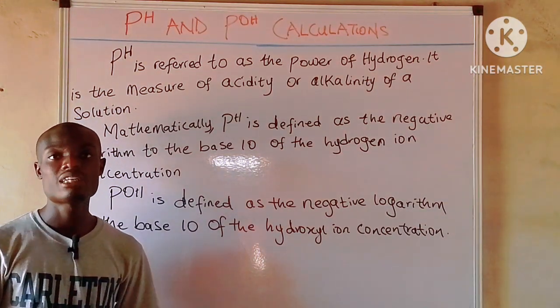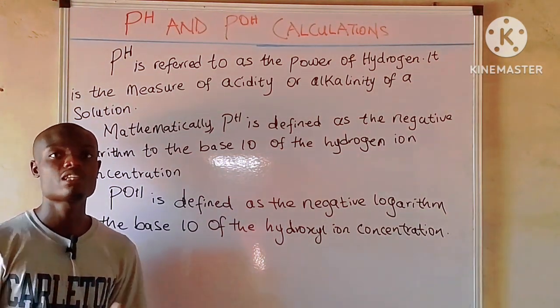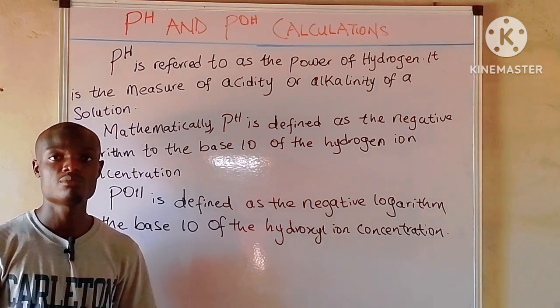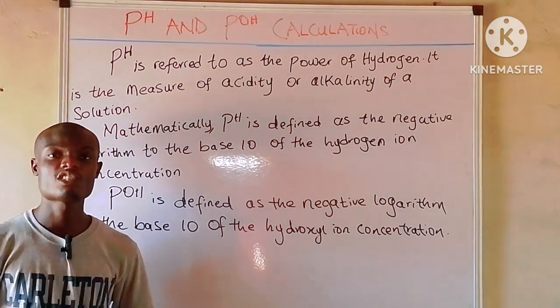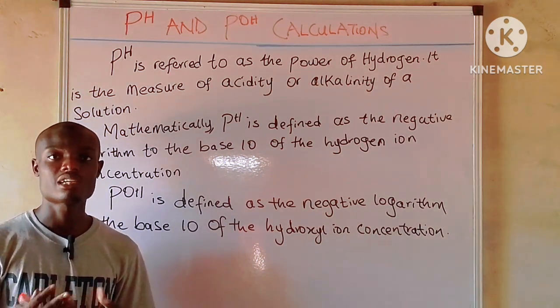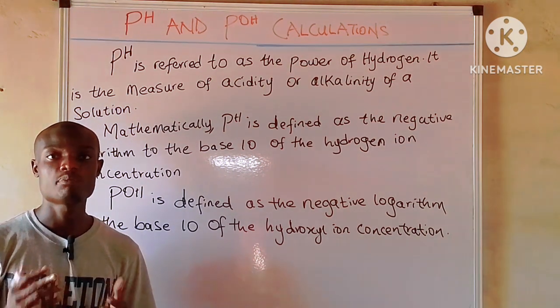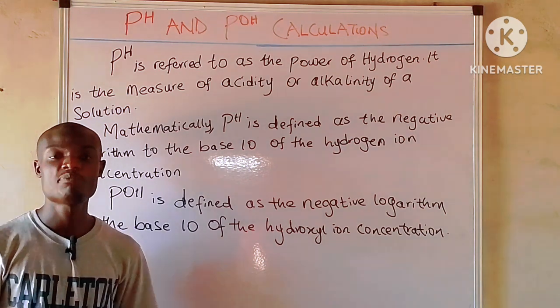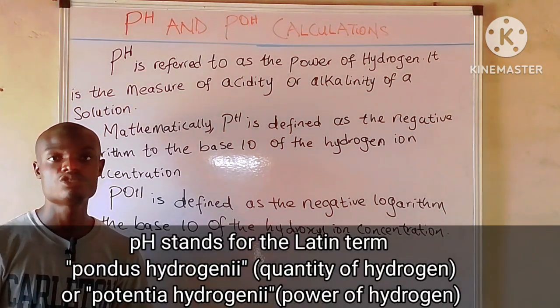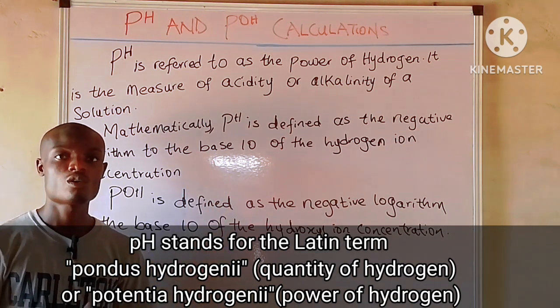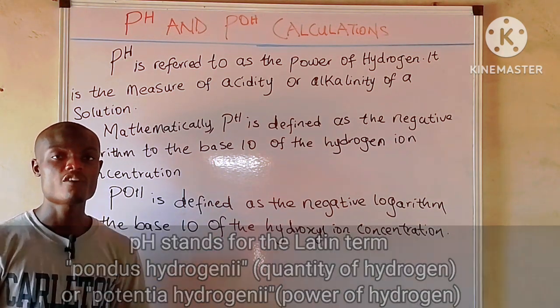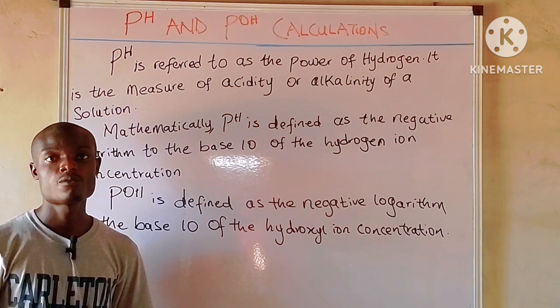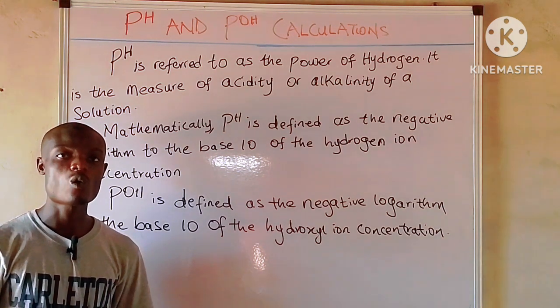Before we look at the calculation aspect, we have to understand what pH and pOH mean, and we have to look at various formulas that will help us in calculating the pH and the pOH of various substances. So what's the pH? pH is called the potential of hydrogen, or in English it means the power of hydrogen. It's simply a measure of the acidity or alkalinity of a solution.